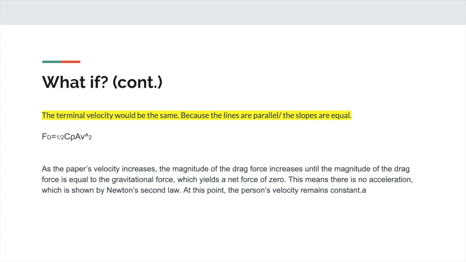This can also be explained by the formula, which is drag force is equal to 1/2 CρAv squared. So as the paper's velocity increases, the magnitude of the drag force increases until the magnitude of the drag force is equal to the gravitational force, which yields a net force of 0, which means there is no acceleration, which is shown by Newton's second law.